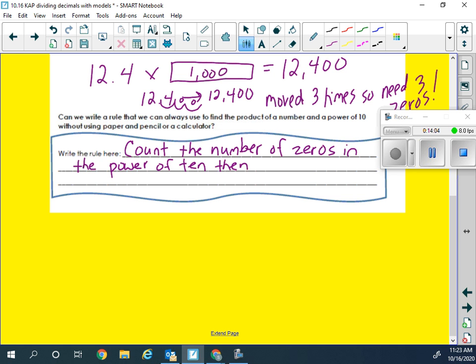Then, what? Move the decimal. Move that decimal that number of places to the right. Now, okay, question. That's the word right.